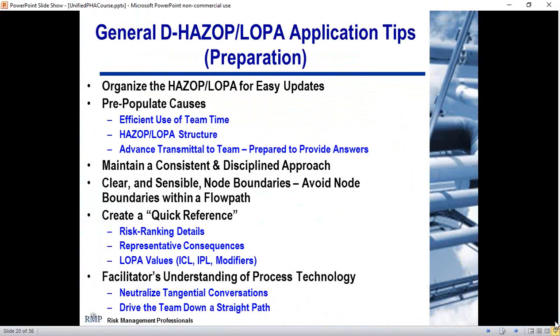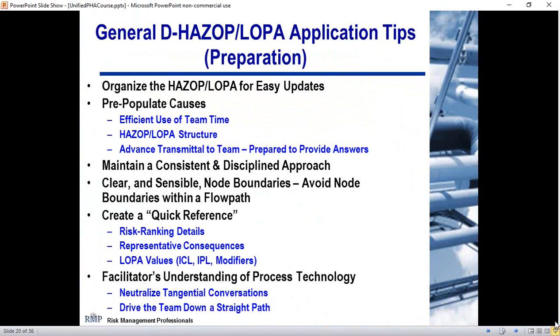The structured approach, applying the same kind of scenarios in different portions of the process, is very important for being able to use it later, and also making sure that you do a thorough and complete job for the HAZOP and LOPA. Clear and sensible node boundaries. Having something where you're not repeating the same kind of scenarios over and over and over again is important, and also making sure you do it right.